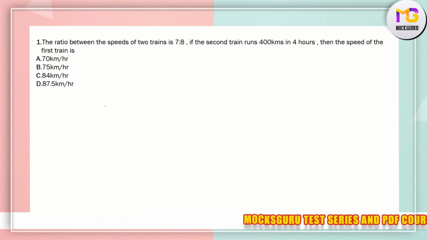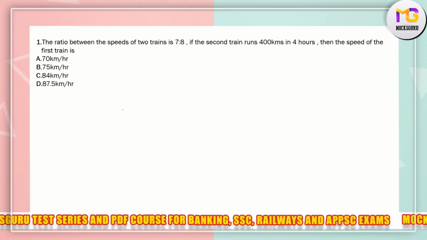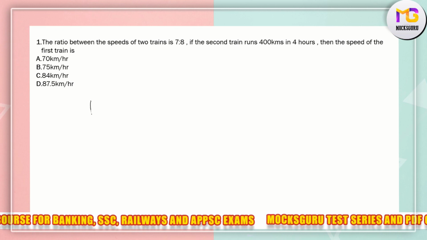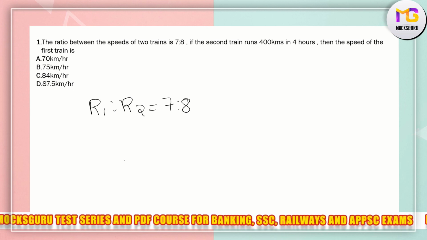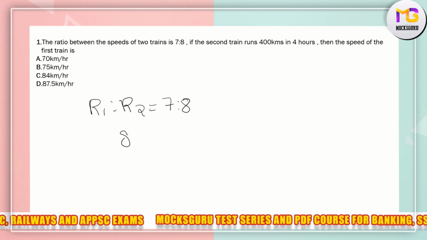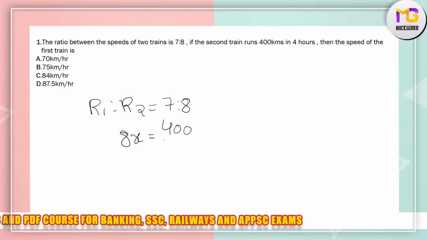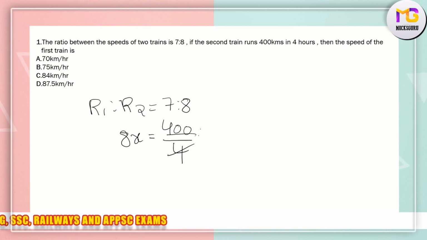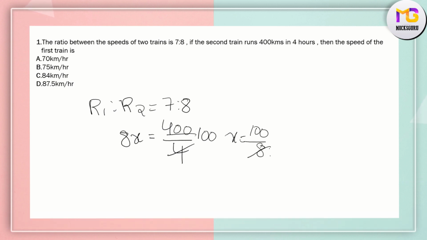The ratio between speeds of two trains is 7:8. If the second train runs 400 kilometers in 4 hours, then the speed of the first train is? First, the ratio R1 to R2 is equal to 7:8. Here they have given the second train's distance and time. So we have to equate it: 8x is equal to 400 by 4. It will be 100. So x is equal to 100 by 8, which is 25 by 2.